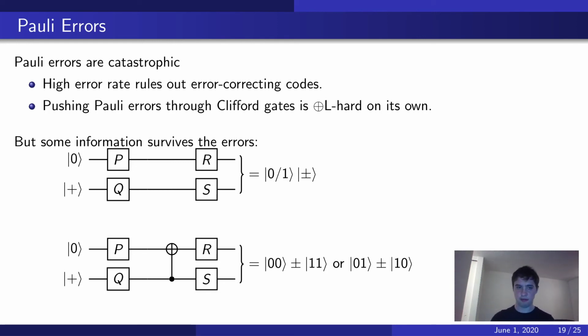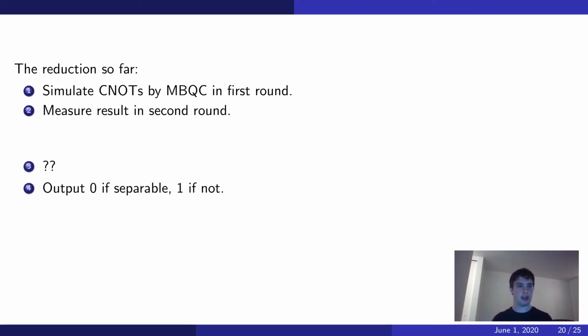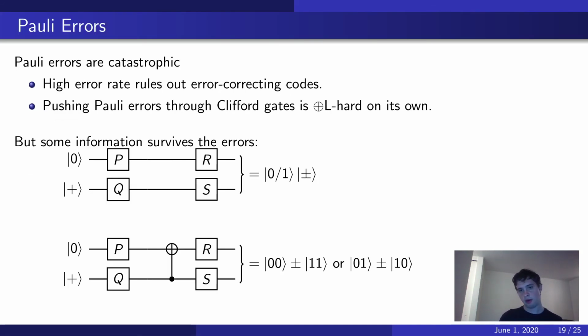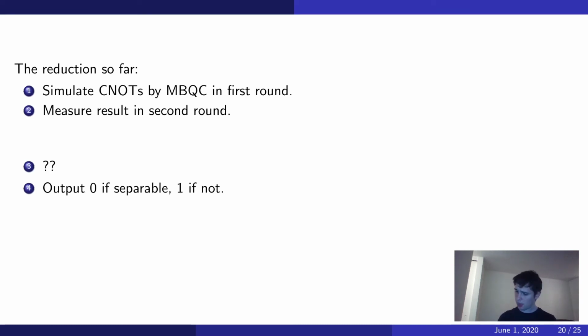So we've got the outline of a theorem, or a reduction here. Basically, simulate all of these C0 gates, the whole deep C0 sequence, with MBQC in the first round of the computation. And then we'll have this 1 or 2 qubit state, or 2 or 3 qubit state in the paper, available to measure in the second round. Okay, and then we'll do some measurement somehow to determine if the state is separable or not, and then we're done. We can output the answer.